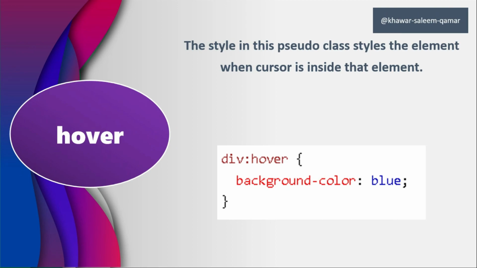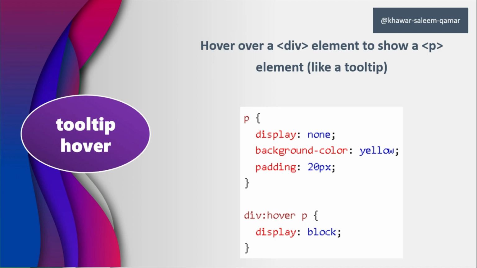Now moving to our next topic, which is the hover state. Each of the elements inside our CSS has this hover state. As we saw it for the link tag, the hover state works the same for other elements, that when our cursor is inside that element, it would get the style inside this state.